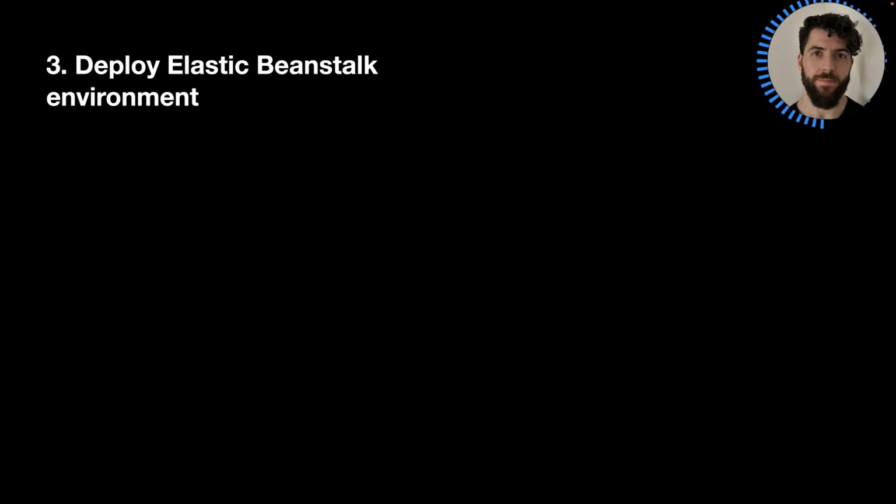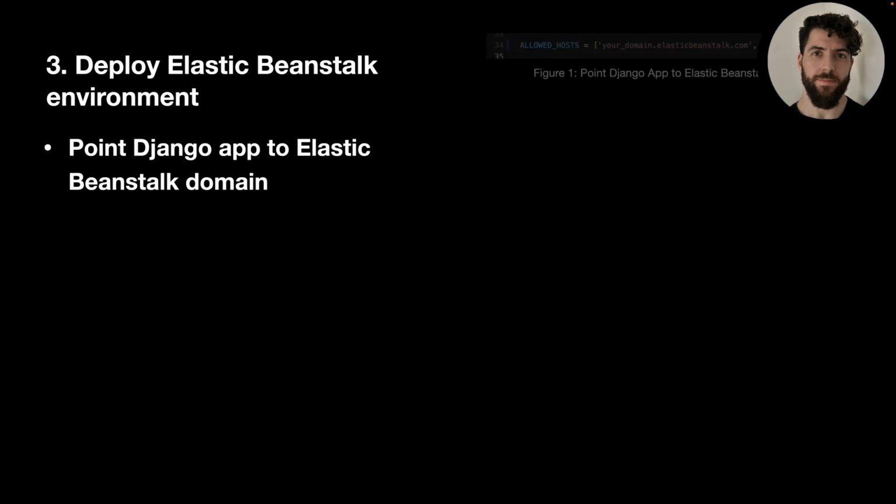Next, we're going to deploy our Elastic Beanstalk environment. First things first, we need to point our Django app to our Elastic Beanstalk domain. So go into settings in your Django app and update the yourdomain.elasticbeanstalk.com and update it with your Elastic Beanstalk environment's domain. You should be able to find this in the console.